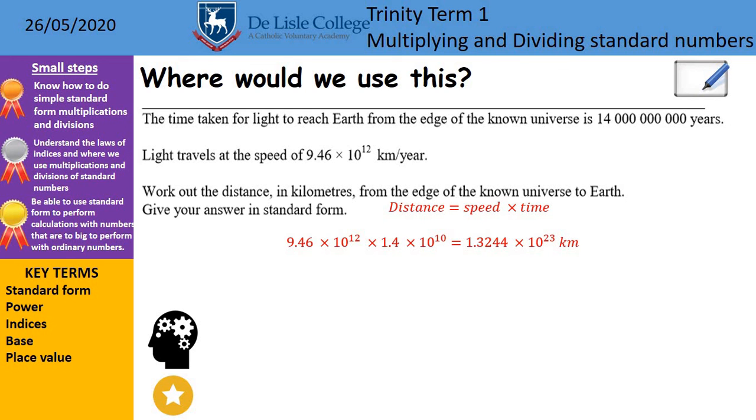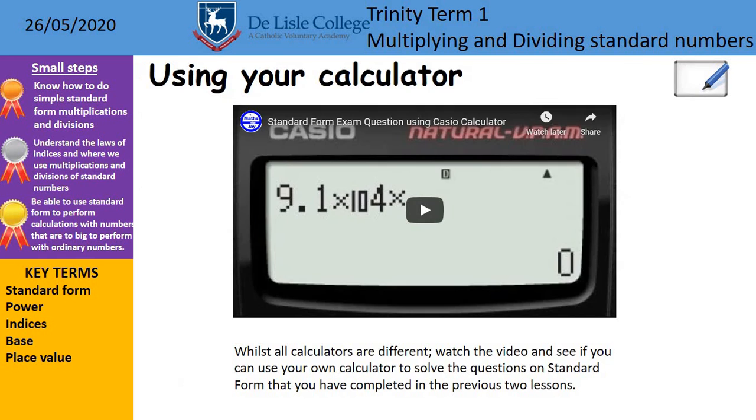Lastly, what I would like to do for the third lesson this week is there is a video at the end of this PowerPoint that I would like you to watch. If you watch the video, it takes about 5 minutes. It will explain how to use a Casio calculator to carry out standard form calculations. Once you have completed the video, I would then like you to revisit yesterday's PowerPoint and today's PowerPoint and see if you can check your answers on your calculator and agree with the values we got during those lessons.